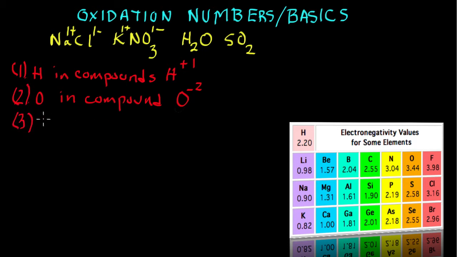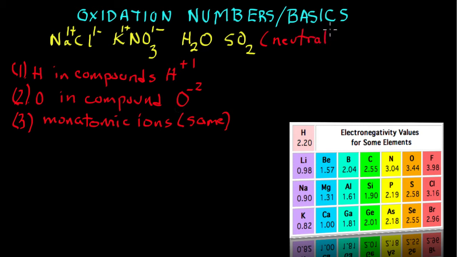The third rule is all monatomic ions will be assigned the same number in the oxidation number, only they reverse the sign. And that's it. And of course we need to remember that all compounds are electrically neutral. So with these 3 simple rules, we're going to start doing some compounds.